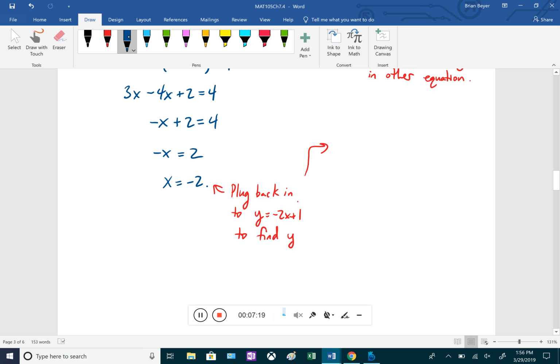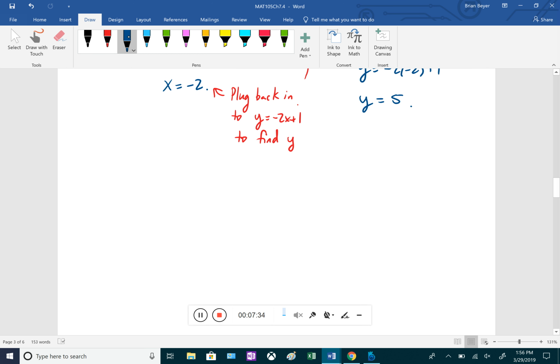I'll do that right here. So it's going to be y equals negative 2x plus 1. We plug in x, and we get negative 2 times negative 2 plus 1. That's y equals 4 plus 1, which gives us y equals 5. So the solution is the xy coordinate negative 2 comma 5.